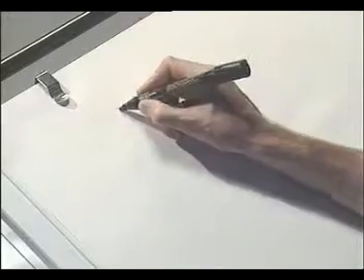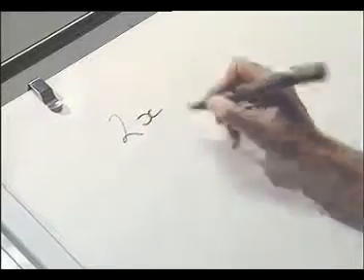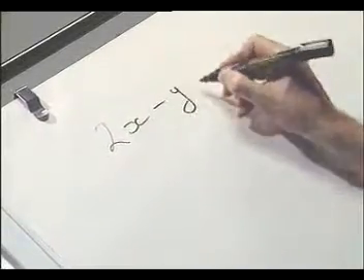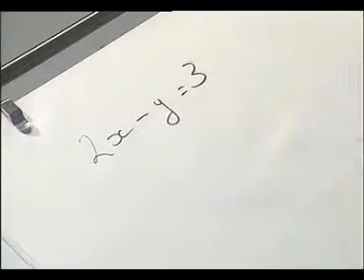The purpose of this video is to look at the solution of elementary simultaneous equations. Before we do that, let's just have a look at a relatively straightforward single equation. The equation we're going to look at is 2x minus y equals 3. This is a linear equation.